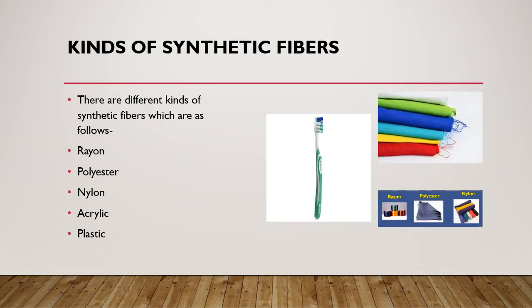Now we will study different kinds of synthetic fibers. For example, rayon, polyester, nylon, acrylic and plastic. Do you know the bristles of this toothbrush are made up of which fiber? It is made up of nylon. Yes.